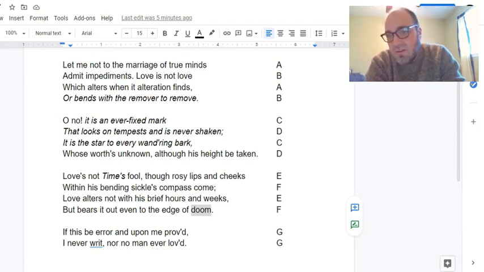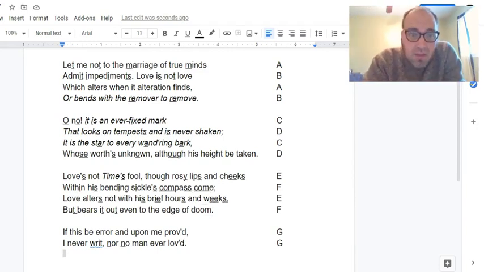Again, I guess I haven't done sound devices. Let me pause and fill them in. That way you won't have to watch me do it slowly. So many, many more sound devices here. Let me not, you got your consonants there. Marriage, minds, you got alliteration. Admit, impediments, is. All of that is an I sound that's repeated. You got a repeated T in admit and not and impediment. You also have S in impediments and is.